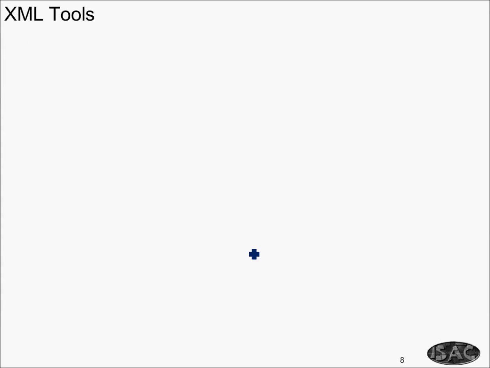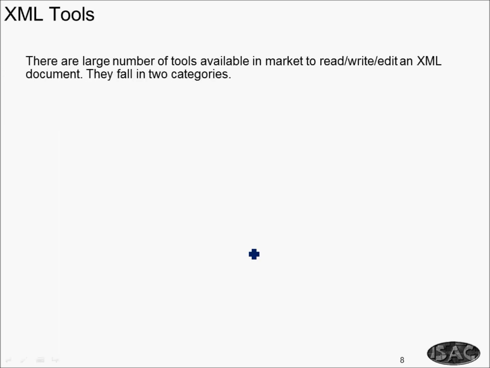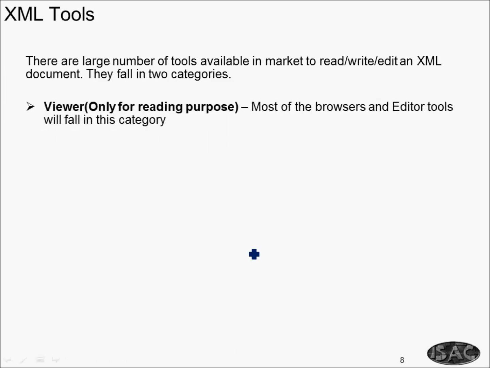Before I get further, let me give you a brief overview of the various tools we will use when you get into XML. Tools can be categorized in two parts: one is the tools used for viewing, and the other is used for creating, editing, modifying and saving. There are a large number of tools in the market. You can just search and you will find tons of tools. Every couple of years somebody comes up with a new tool.